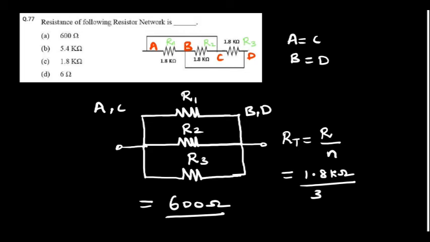So next question, we have to find the equivalent resistance. If you carefully observe this, all these 3 resistors are in parallel. Then 1.8 kilo ohm divided by 3, that is the resistance value, that is 600 ohm.